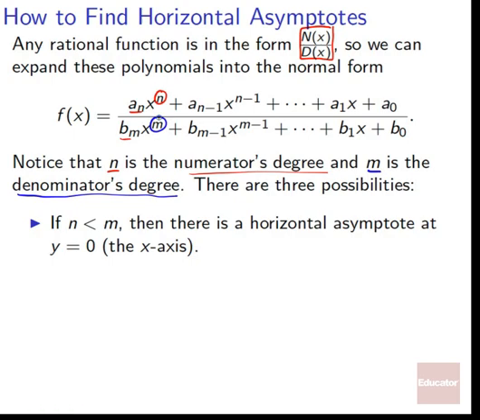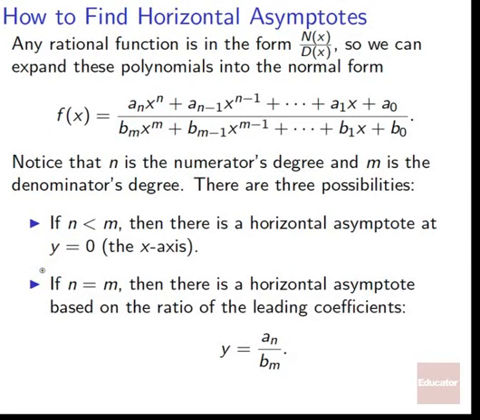There's going to be three possibilities. First, if n is less than m, then there is a horizontal asymptote at y equals 0. Why is that the case? Well, if n is less than m, then we've got a big denominator compared to the numerator. The numerator will have a smaller degree, so it's going to grow slower, which means that the bottom one will eventually grow large enough to crush the numerator. So we're going to crush it down to y equals 0. If the degree of the numerator is less than the degree of the denominator, the denominator will eventually grow large enough to crush the whole fraction down to 0.